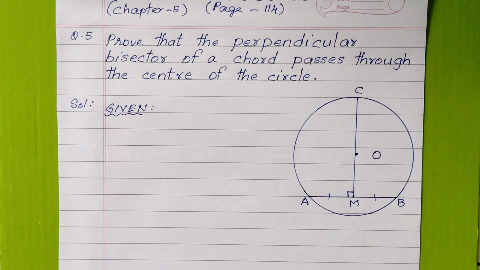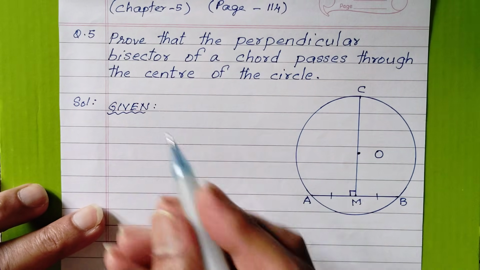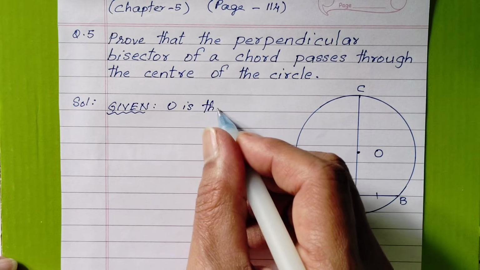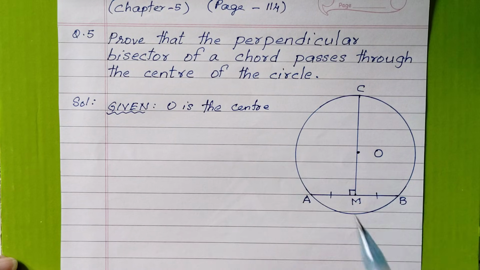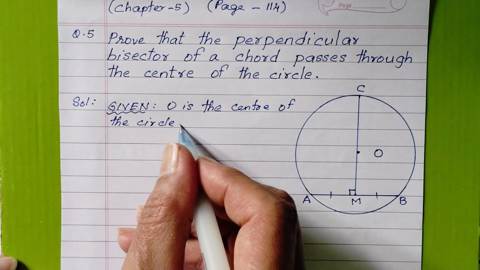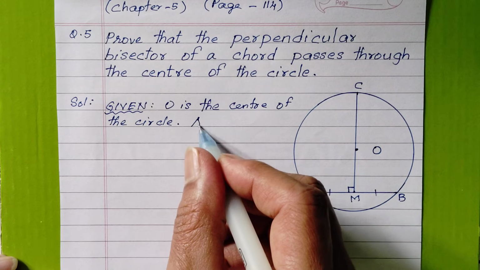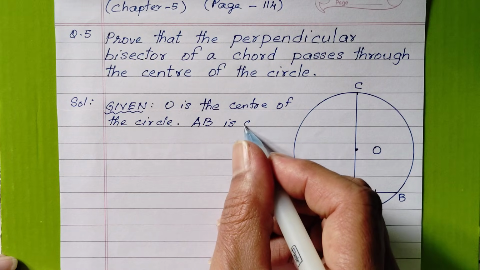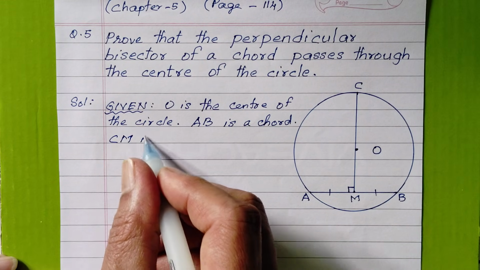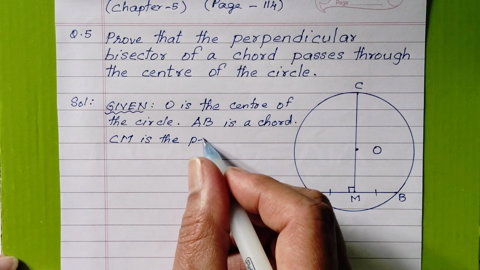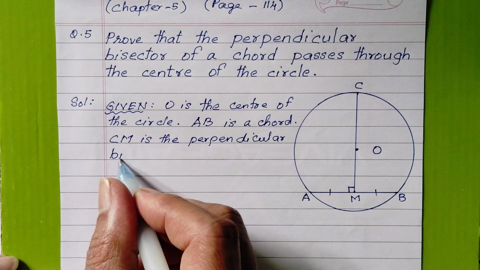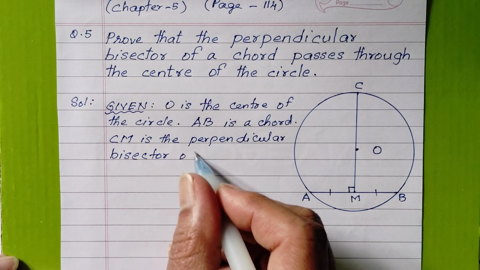Given: O is the center of the circle. AB is a chord. CM is the perpendicular bisector of AB.